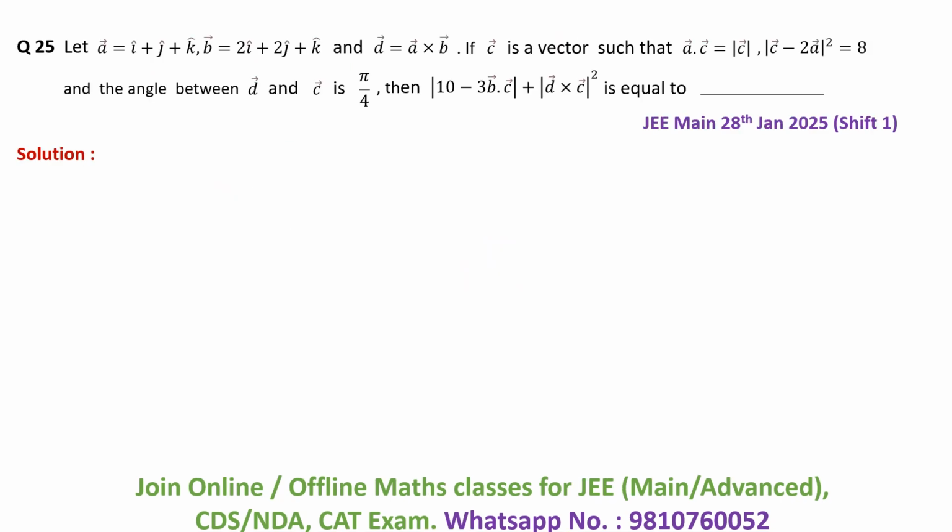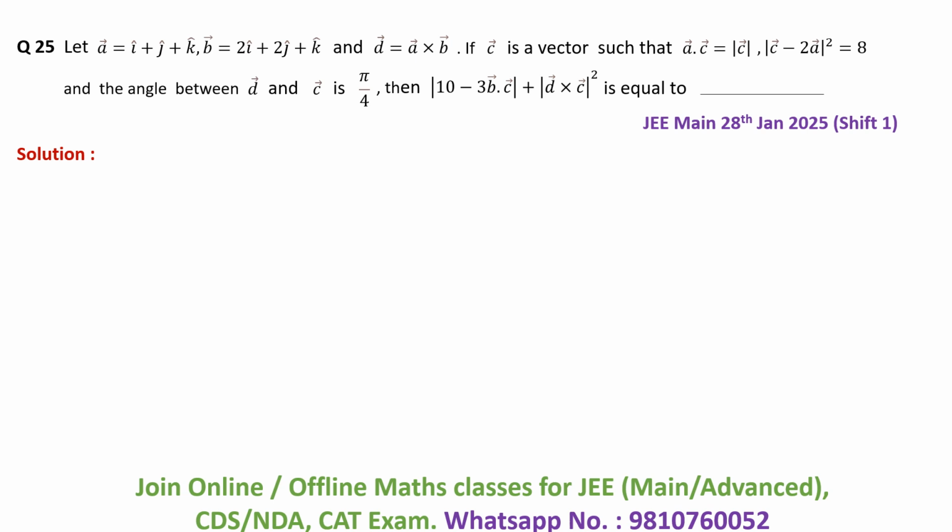Now students, this is the last question of this video, and the question is based on the topic of vectors. It says, let vector a equal to i plus j plus k, vector b equal to 2i plus 2j plus k, and vector d equal to a cross b. If c is a vector such that a dot c equal to mod of c, square of mod of c minus 2a equal to 8, and the angle between vector d and vector c is pi by 4, then we have to find the value of the expression mod of 10 minus 3 into b dot c plus square of mod of d cross c.